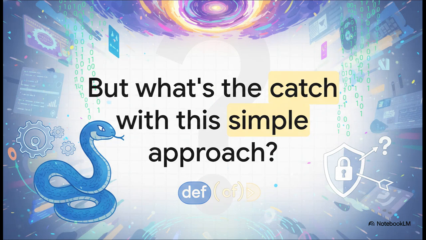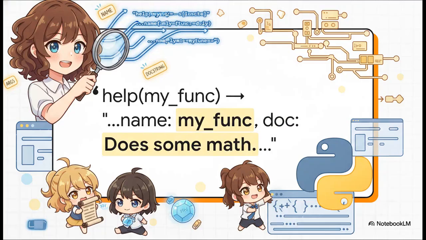Well, like with a lot of powerful tools, there's a little catch, a common pitfall that trips up a lot of people when they're starting out. And it all has to do with what happens to your original function's identity. Okay, so check this out. If we look at a normal function, before we've done anything to it, Python knows everything. It knows its name, it knows the little docstring we wrote, it knows its arguments. And this introspection, this ability to look inside our code, is so useful for debugging.